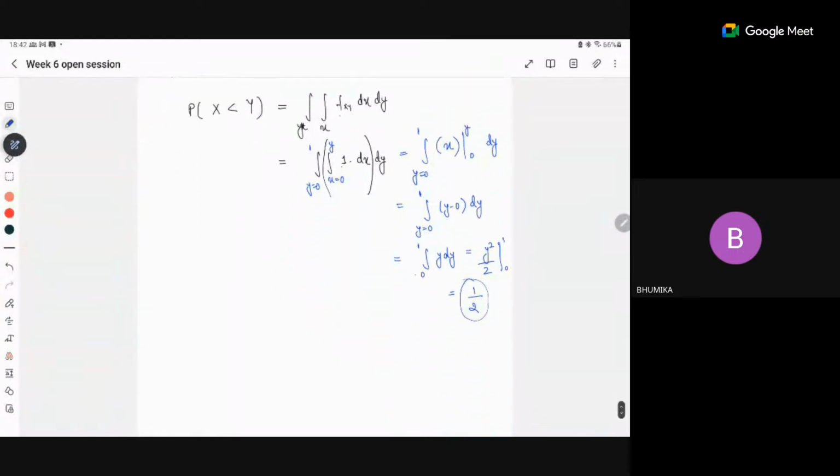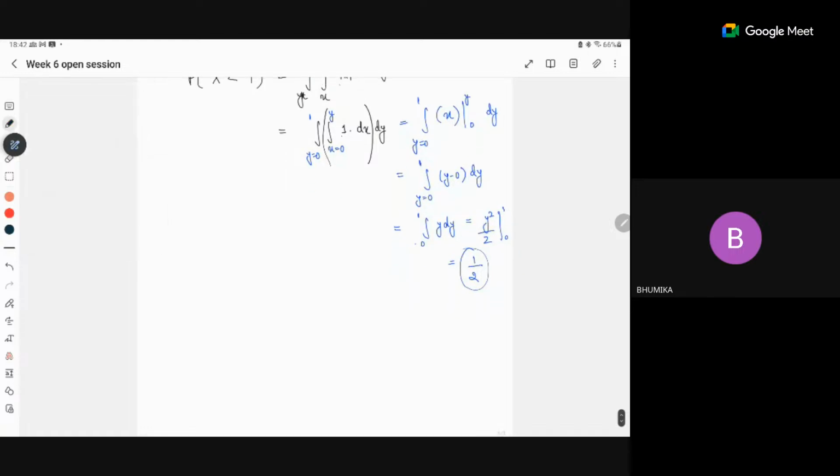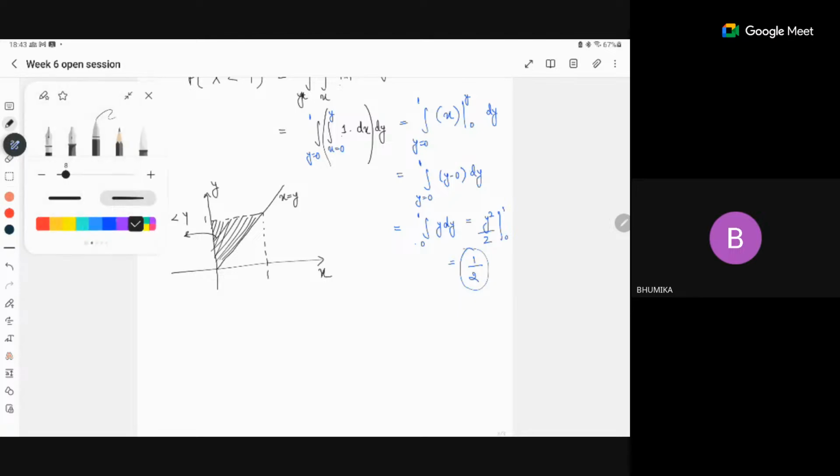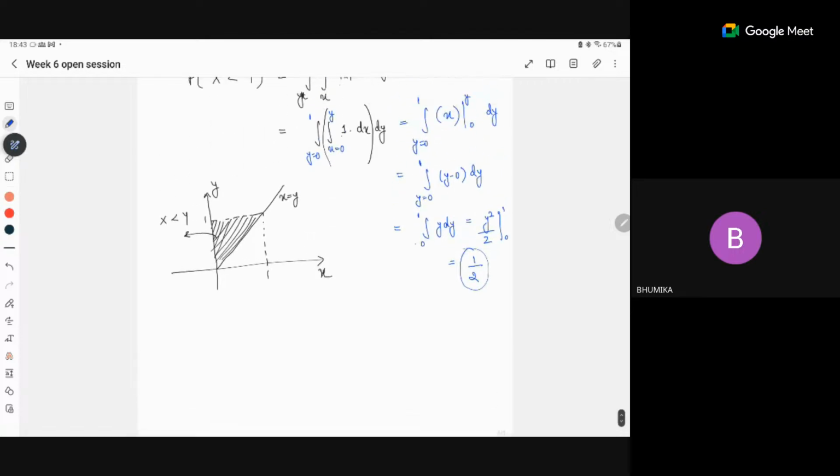But let's say I have my x, I have my y, I have x is equal to y, and this is my support, and this is the reason for which we have to find the probability. So this is x is less than y. Now if I do the integration with respect to y first.